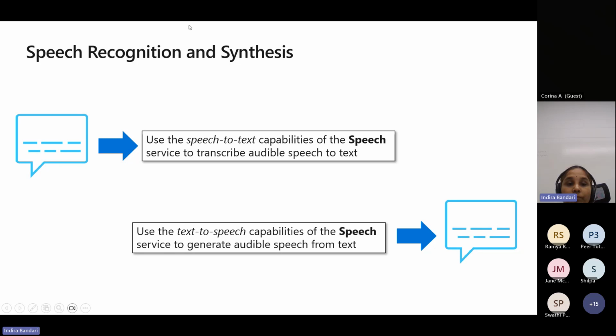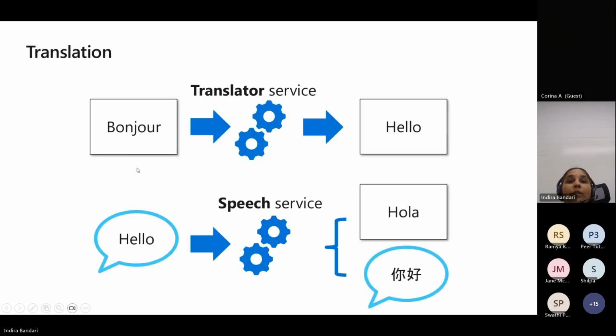Next one is the translator service. Bonjour. What does the translator service do? Bonjour means hello. So that's what it does. Speech service, hello. Hola. Okay. What is happening here? What is the difference between translator service and speech service? Can anyone tell me? It's translating one language to another language, yes, from unknown to the known.